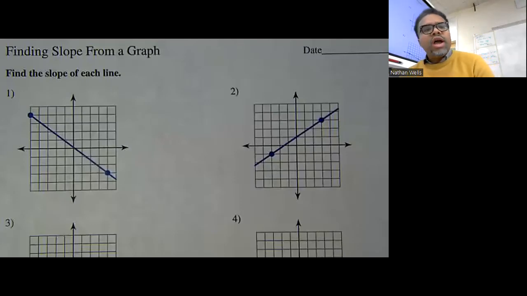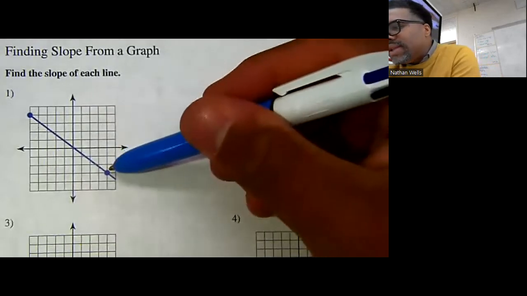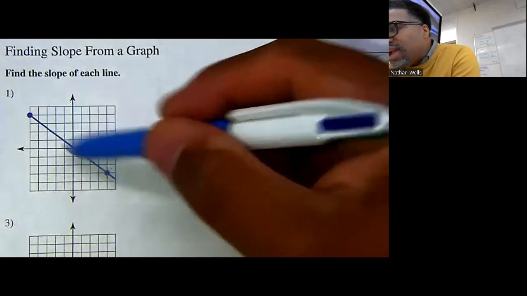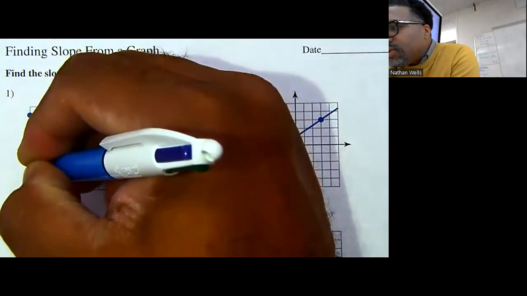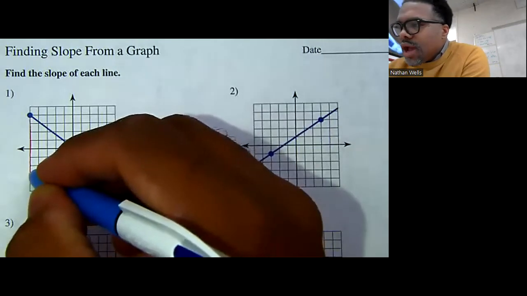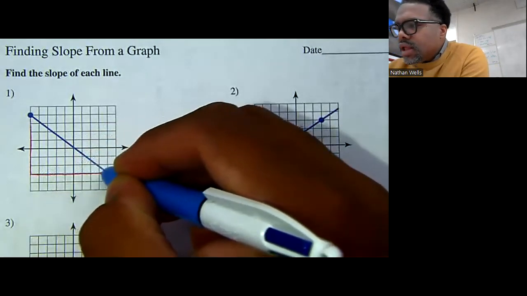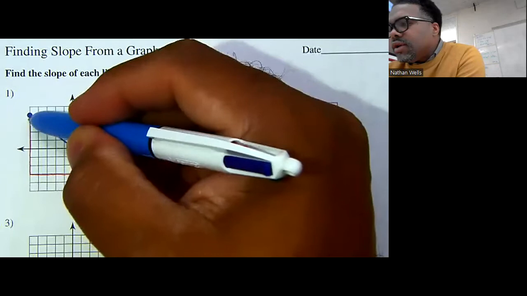So I want to talk about finding slope from a graph. I think that this is the easiest way to find slope, but some people may disagree. All you have to do is find 2 points that are on the actual grid and make a triangle. So we come down, that's our rise, and then we run across.